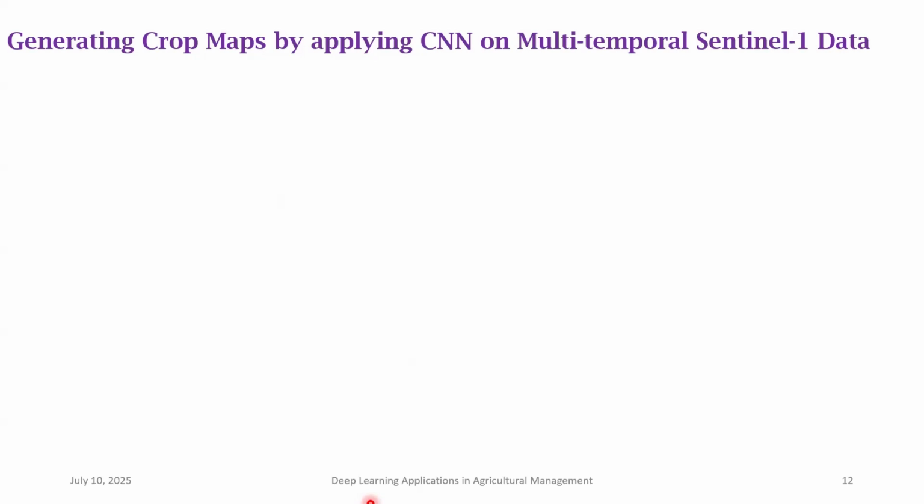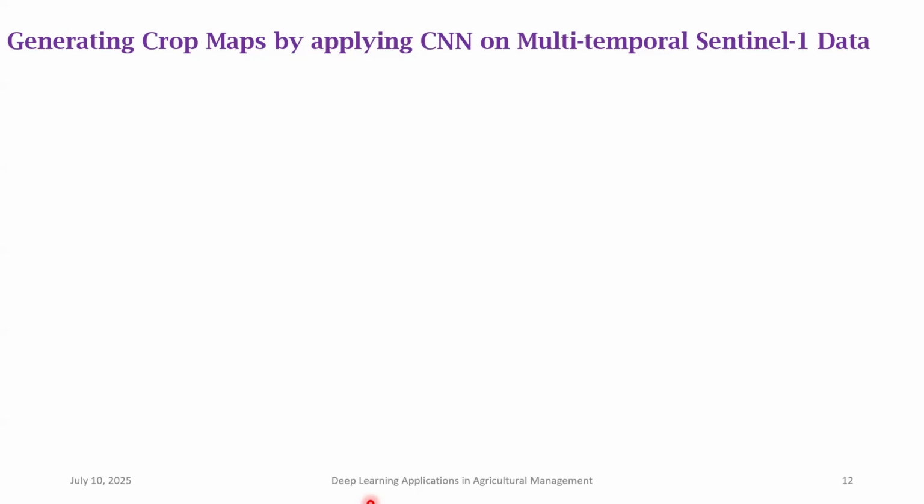Now I'll talk about some of the applications or case studies. The first one I want to talk about is generating crop maps by applying convolution neural networks on multi-temporal Sentinel-1 data. Let me first mention what Sentinel-1 data is. Sentinel-1 gives microwave data using synthetic aperture radar, and one major advantage is that it can penetrate through clouds.